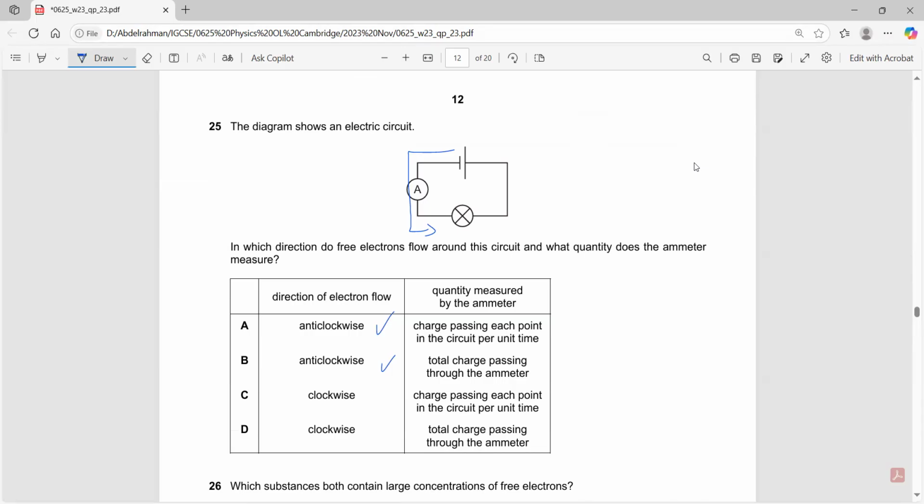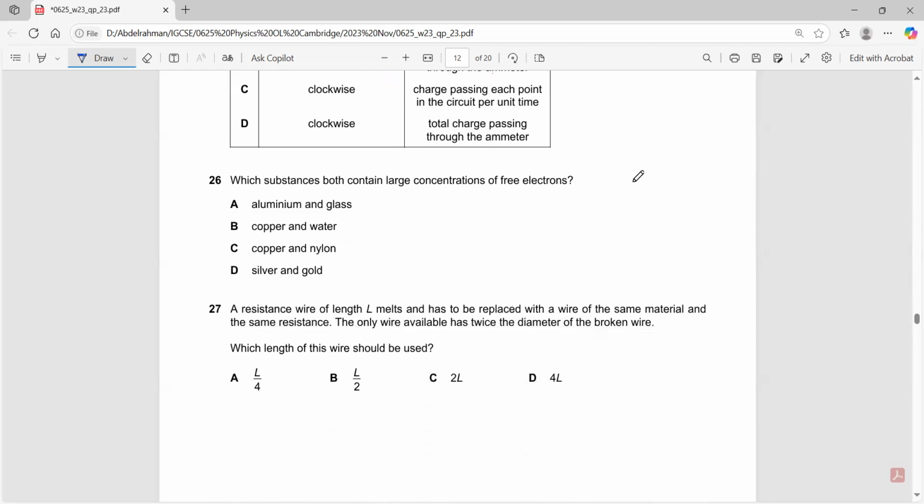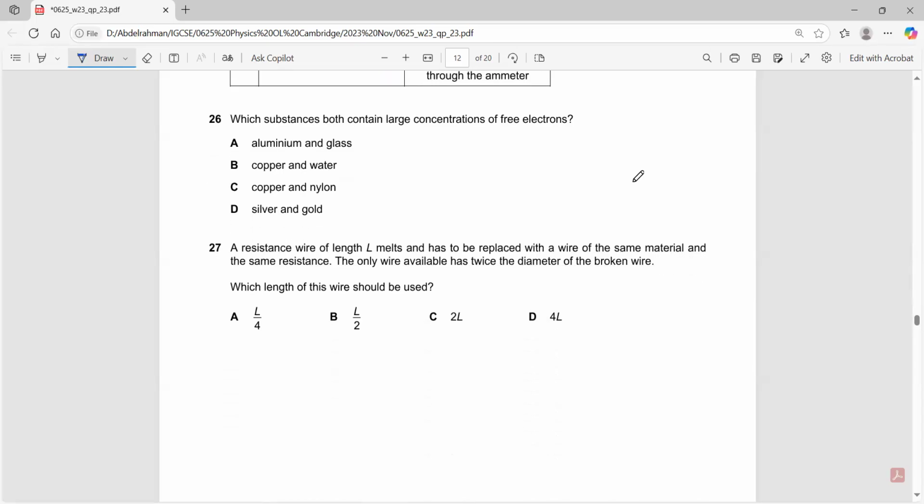Quantity measured by the ammeter, is it the total charge passing through the ammeter, or the charge passing per unit time? Yes, per unit time. This is the current, charge passing per unit time, not the total charge. Which substances can both contain large concentrations of free moving electrons? Basically, we need two metals. Two metals would be silver and gold.